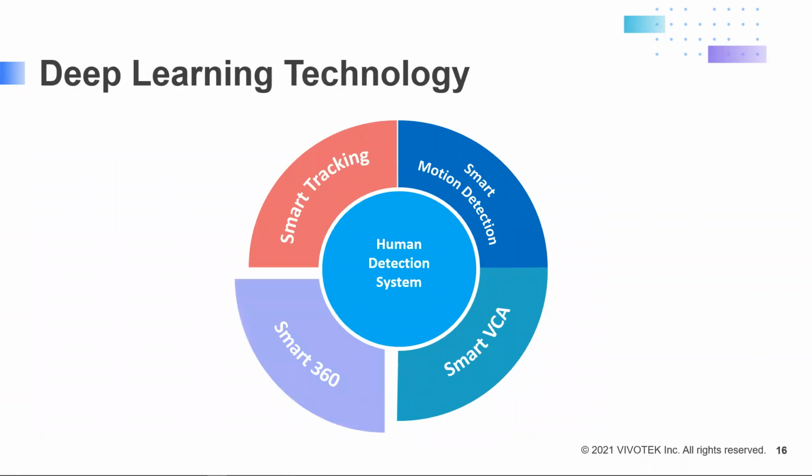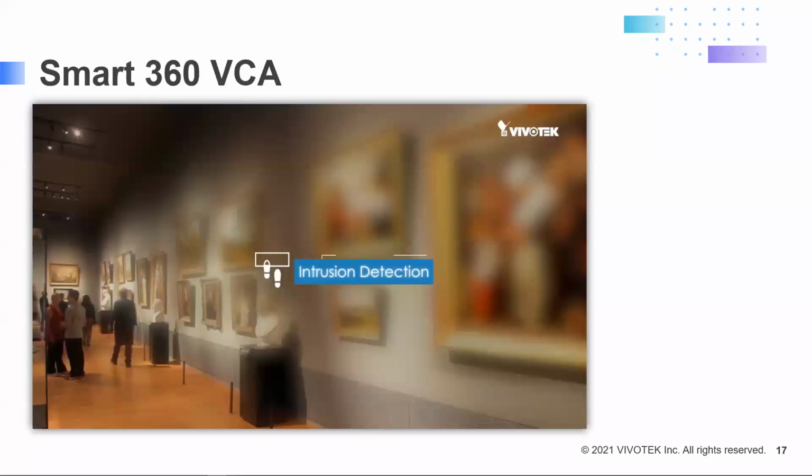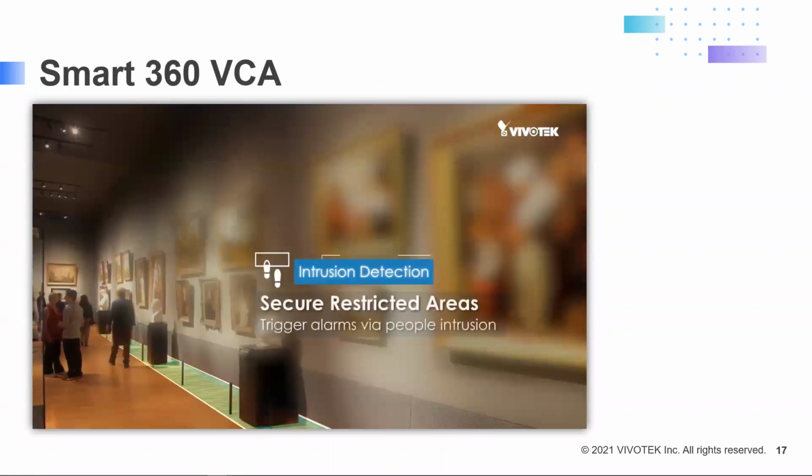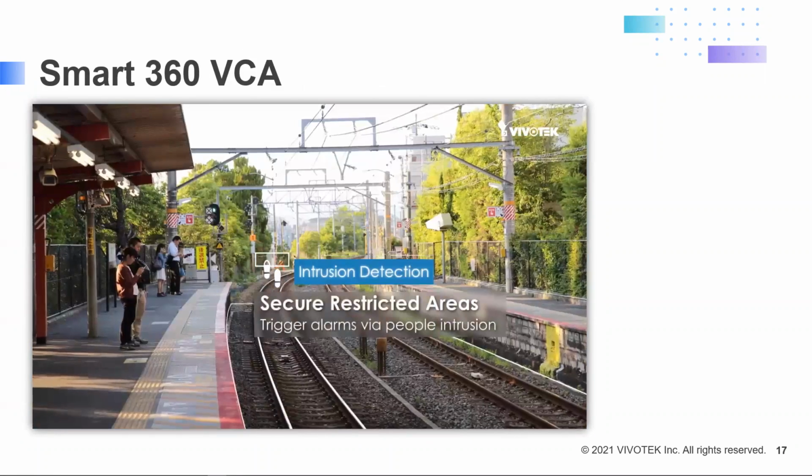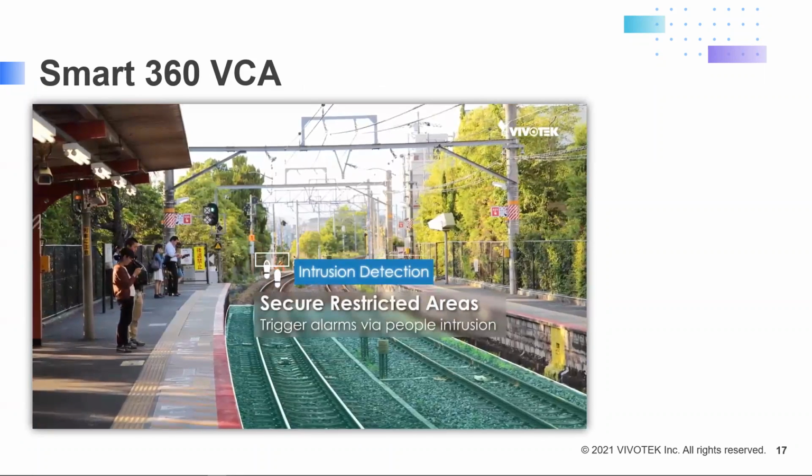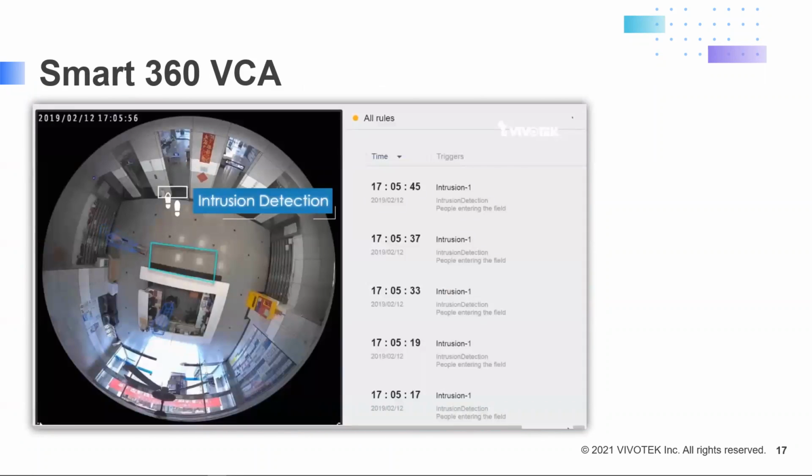And then we have our Smart 360. This is our VCA that runs on Vivotek fisheyes. It's going to provide you the benefit of VCA and the strength of fisheye with wide VCA coverage. There are 3 rules that we can create with this: intrusion detection, loitering detection, and crowd detection. Intrusion detection is just to make sure you are alerted whenever someone comes into the intrusion detection area or leaves from it.